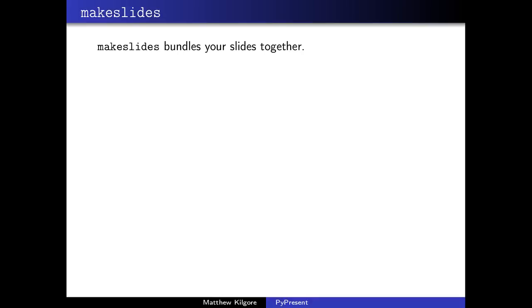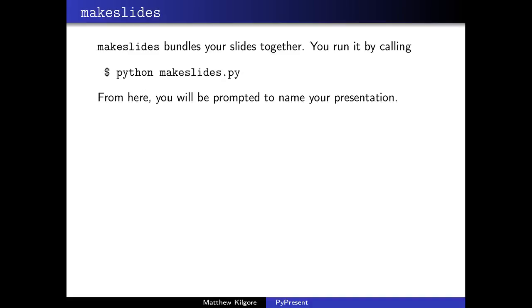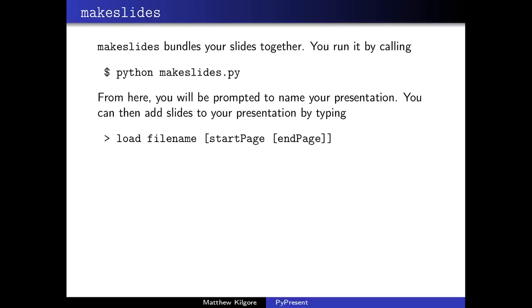And makeslides, as we mentioned, bundles our slides together. The way it works is that we call it by running Python makeslides.py. Hopefully you can figure that out on your own. Once we've done that, it'll prompt us to name our presentation. So give it some name, doesn't really matter. And then we can add slides to that presentation in the following manner.